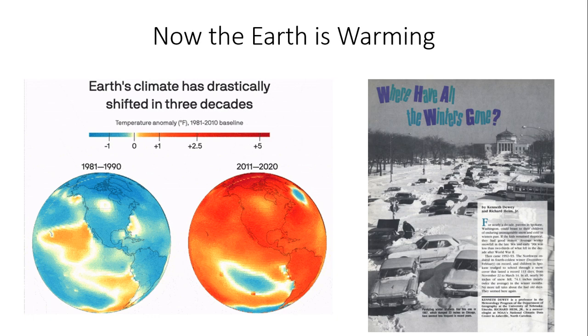Look at the image on the right there, an article that was done in WeatherWise magazine: Where Have All the Winters Gone? This is showing, I believe, a 1967 blizzard in Chicago where they ended up getting 23 inches of snow. And look at all these cars just stuck in snowbanks, right?